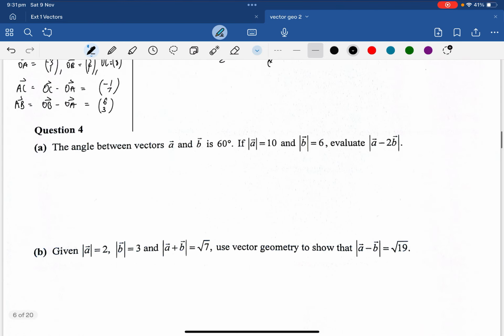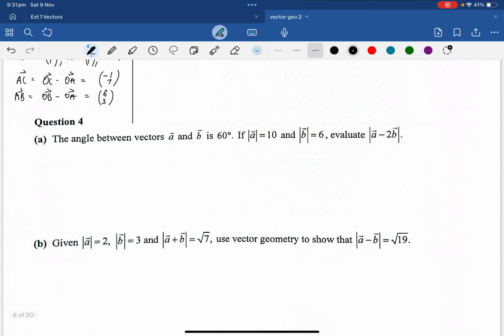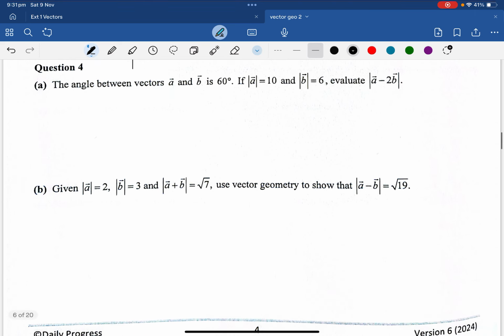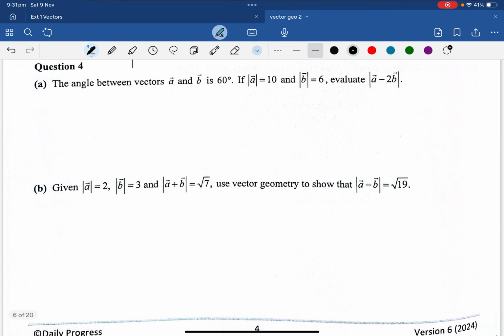The angle between vectors a and b is 60 degrees. If the magnitude of a is equal to 10 and the magnitude of b is equal to 6, evaluate the magnitude of a minus 2b. We have to think a little bit smartly here. You're given a minus 2b, but you've only given me a and b, and I need it individually. Anytime these kinds of scenarios come up, just square both sides, and then you can take it as a dot product.